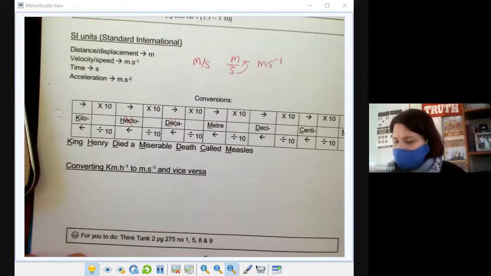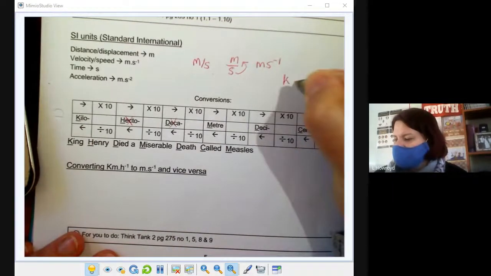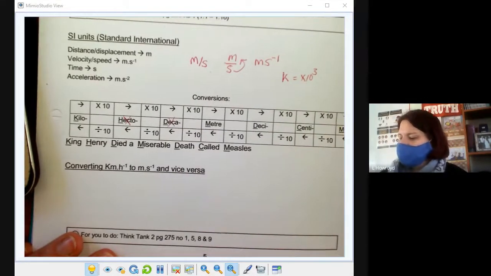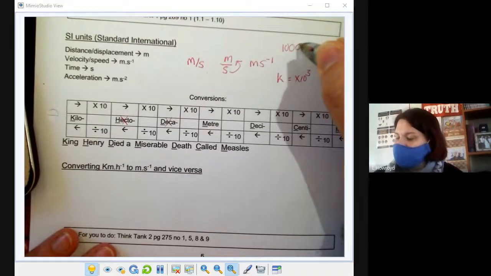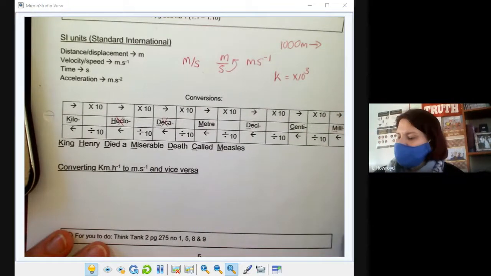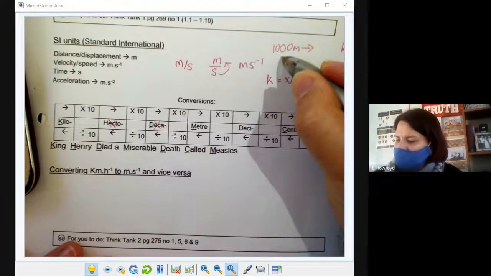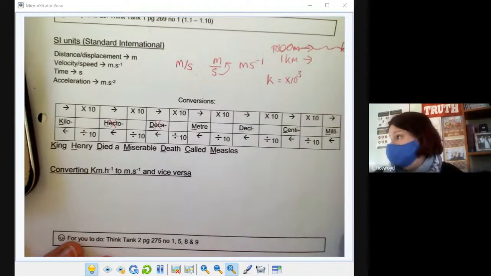Okay, so I always say to people, if you have kilometers, remember kilo. What you can also remember is that kilo equals times 10 to the 3 because it's big. So if you're saying, and think about it, 1,000 meters, and we want to go to kilometers. Oh, sorry, this is the wrong way around. 1 kilometer, sorry, let's do that, not that one. Then we know that's 1,000 meters.